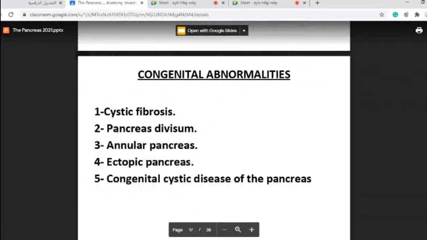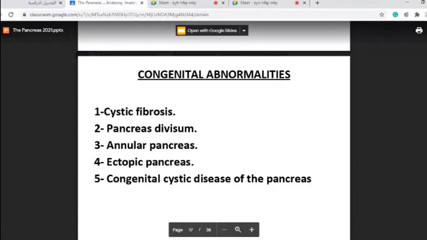Now we study the diseases of the pancreas. First of all, we start with congenital abnormalities. I told you previously that any disease may be either congenital, traumatic, inflammatory, neoplastic, or miscellaneous.